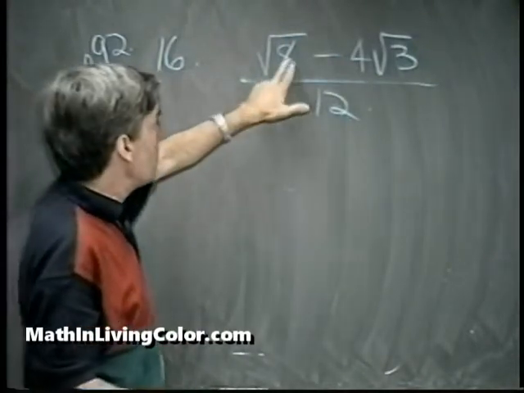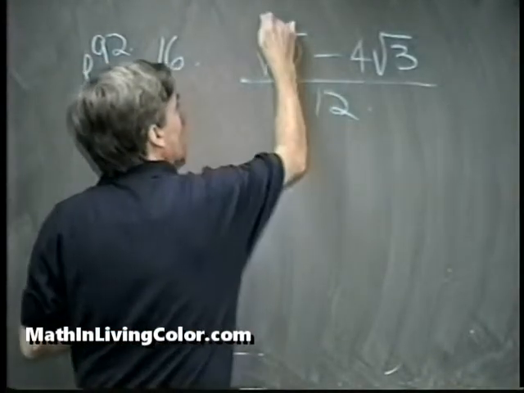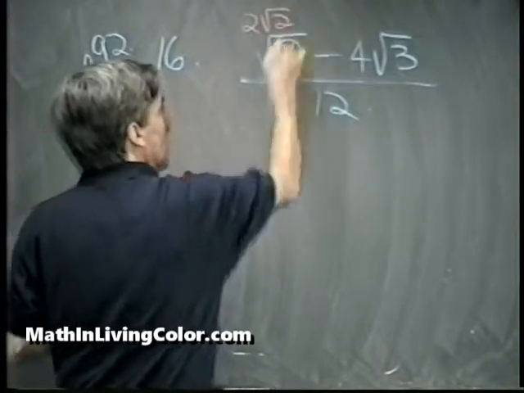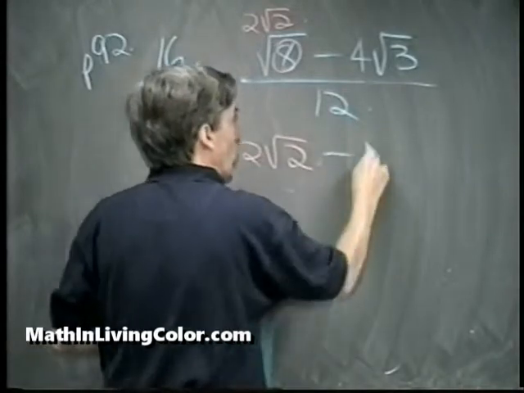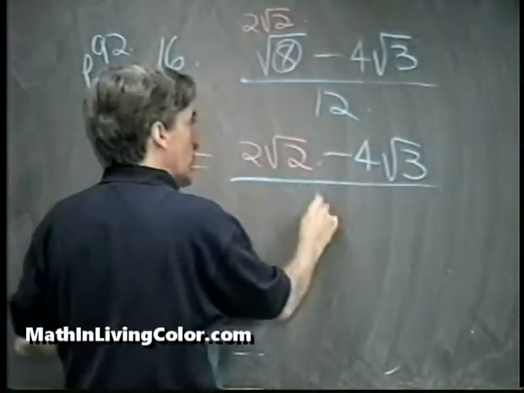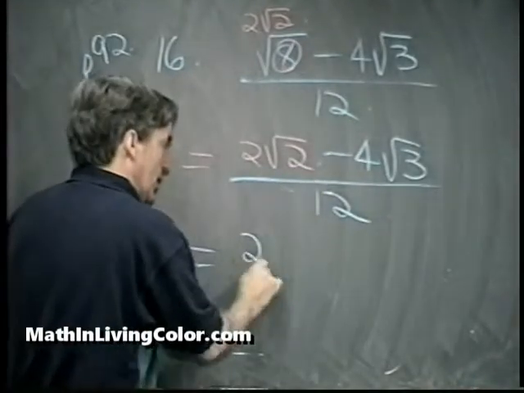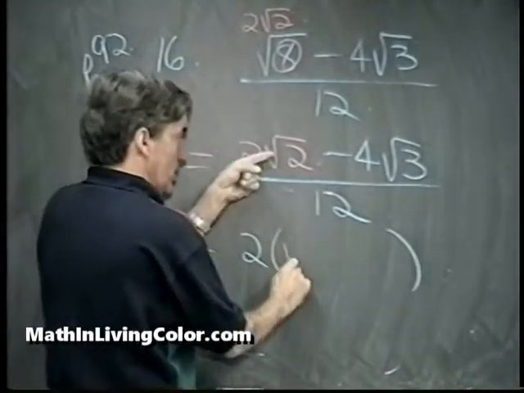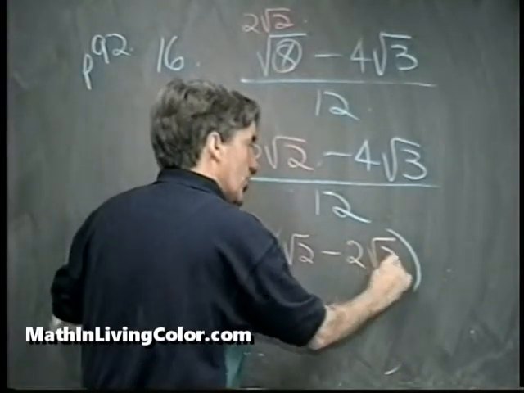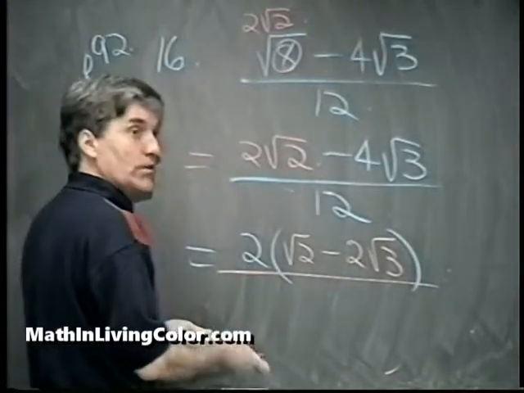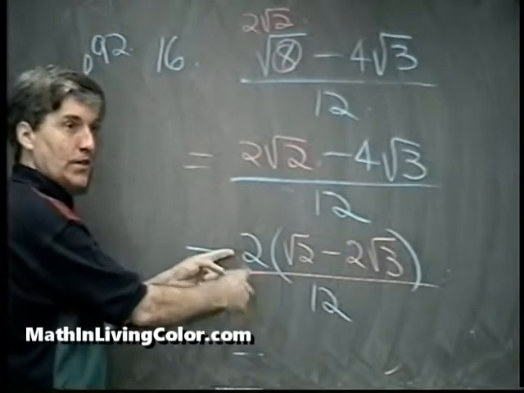But what I'd like to do is simplify the radical 8. Can you simplify radical 8? We could make that 2 radical 2. Let me write that: 2 radical 2, and then minus 4 radical 3 divided by 12. And now you can factor it, can't you? Factor out the 2, and what's left in the numerator? Radical 2 minus 2 radical 3 over what? Over 12.